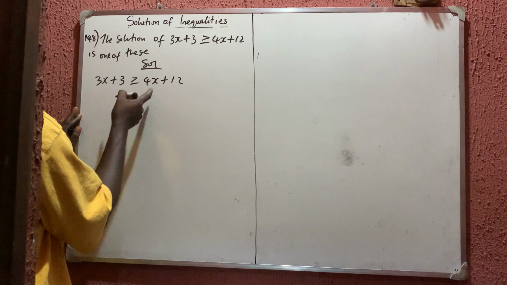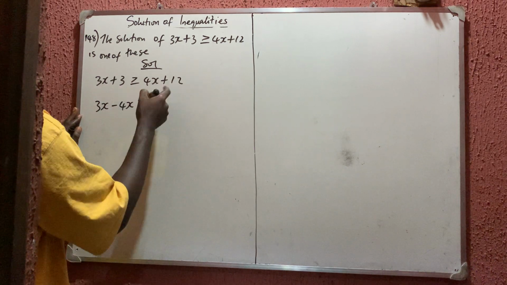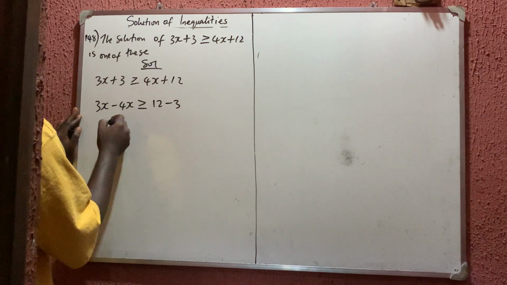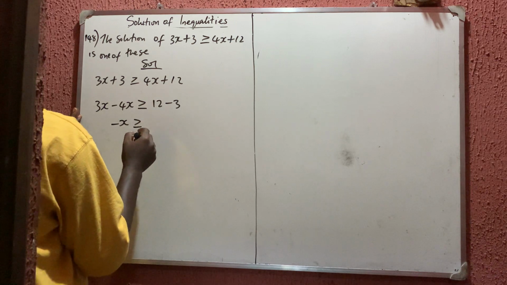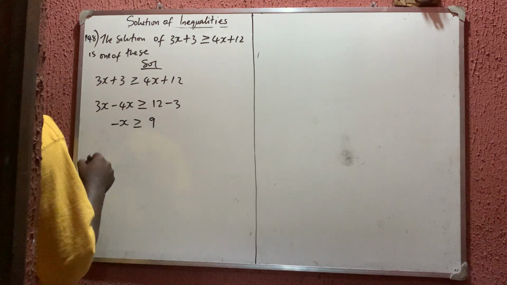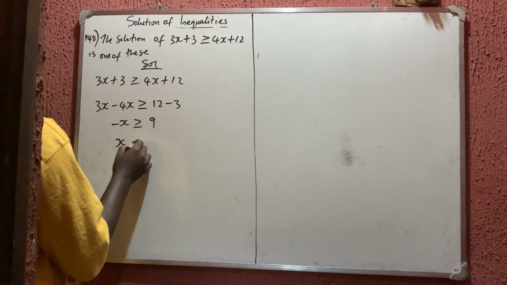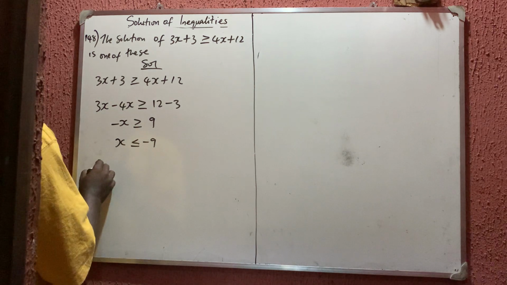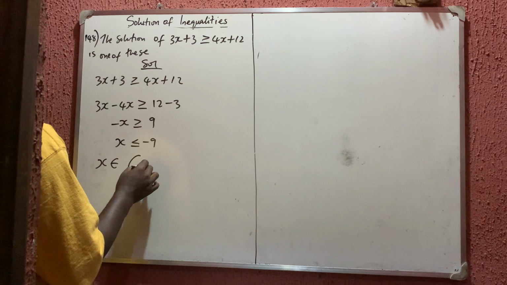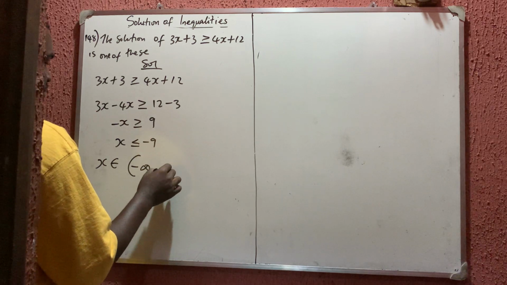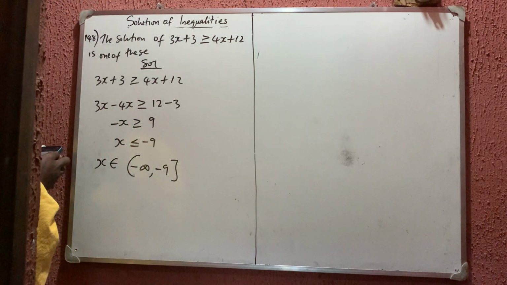So let me collect like terms. I'm going to have that 3x minus 4x is greater than or equal to 12 minus 3. So this and this is giving minus x is greater than or equal to 9, right? So to take minus to the other side, the inequality will change. So x will now be less than or equal to minus 9. Therefore, x is an element of the open set of negative infinity, comma, minus 9, closed. So that is the solution to that.